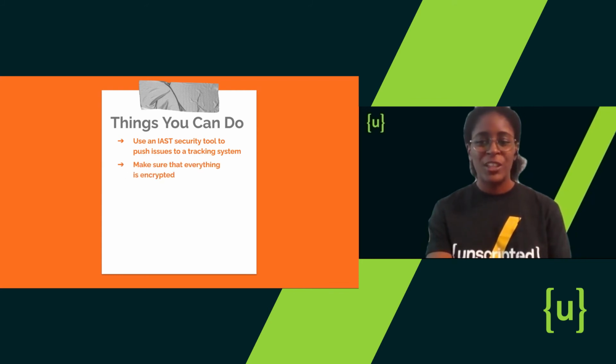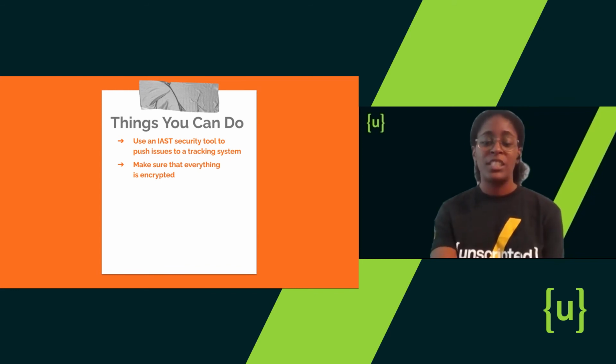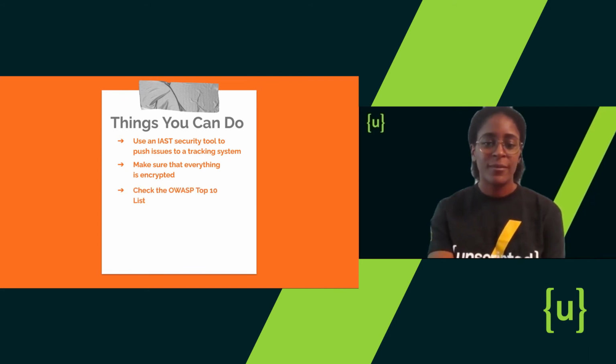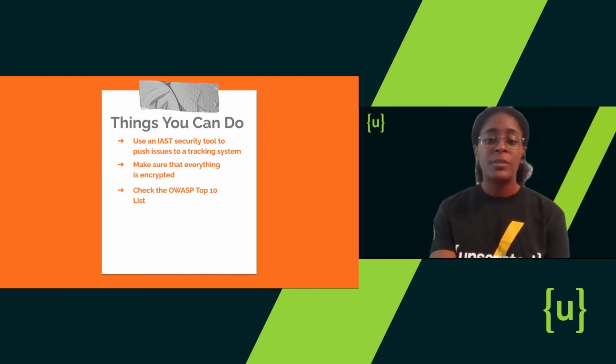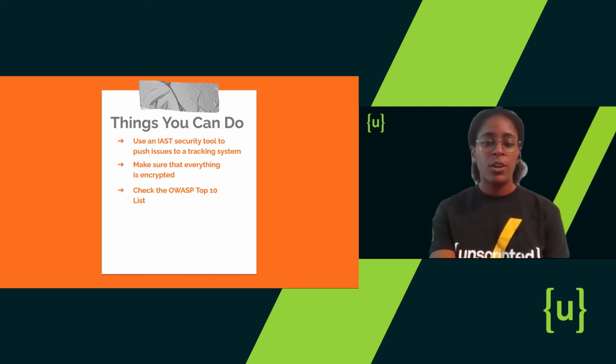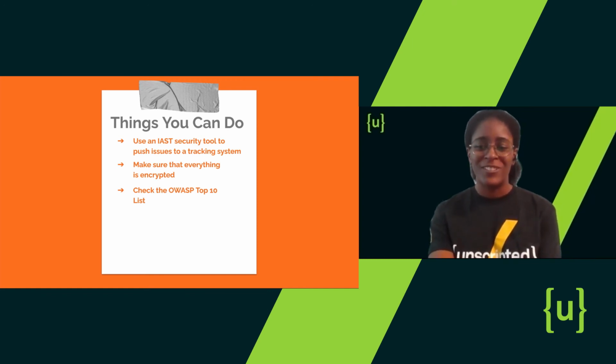And of course, make sure that everything you have is encrypted, because in that off chance somebody does break in, you really don't want it to be that easy for them to get all of your information. And check that OWASP top 10 list, especially since you're working with web apps. Those are the vulnerabilities that are the most well known and also the most common. So make sure you don't have any of those 10.